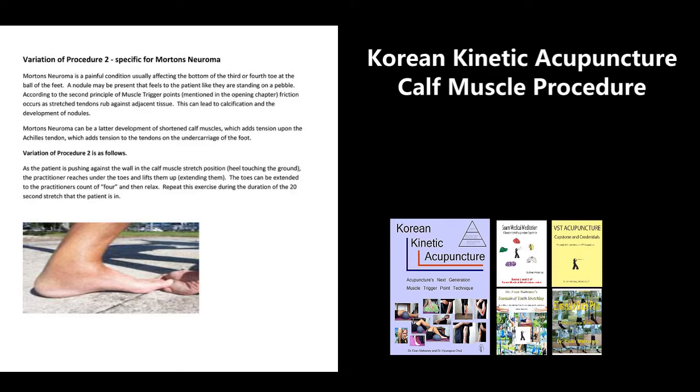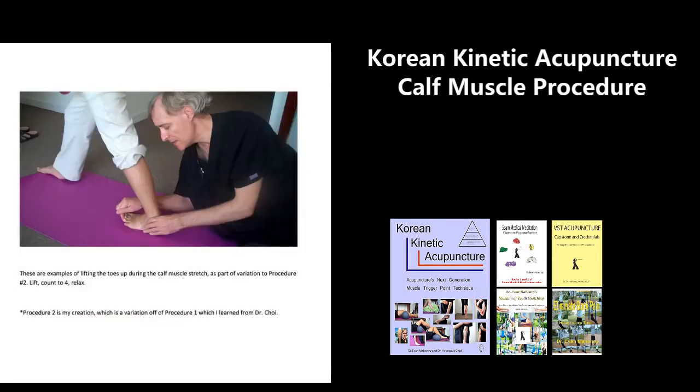So I will do this for Morton's neuroma. Now here's the picture of what we can do on procedure number 2. These are the examples of lifting the toes up during the calf muscle stretch as part of variation procedure number 2. Lift, count to 4, then relax.